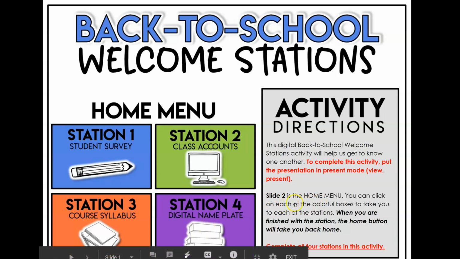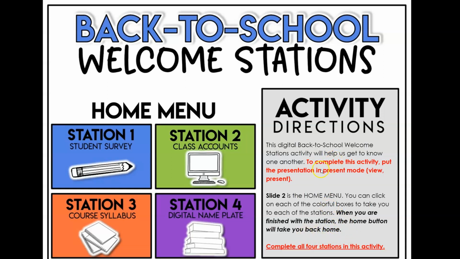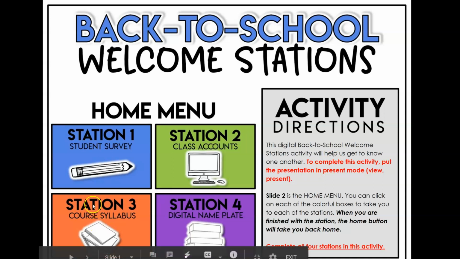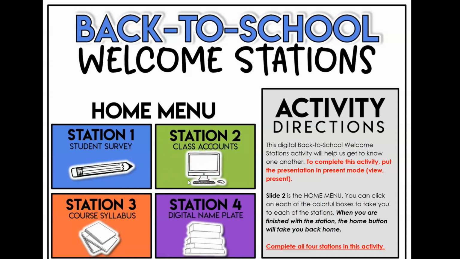Slide 2 is the home menu. You can click on each of the colorful boxes to take you to each of the stations. When you're finished with the station, the home button will take you back home, and I'll show you that. Notice in red, underlined, it says complete all 4 stations in this activity. You're not going to submit all 4 stations to Schoology. You're just going to submit this one, but the other ones need to be done as well and will be viewed, but I'll tell you how.